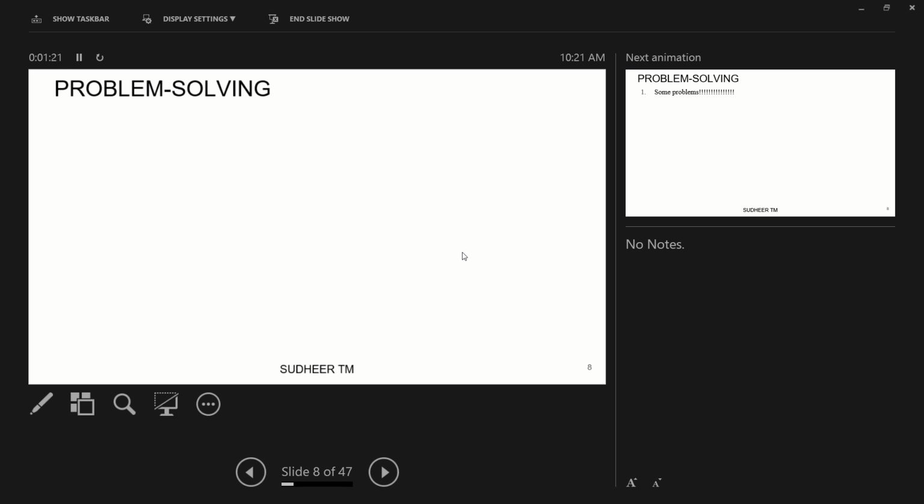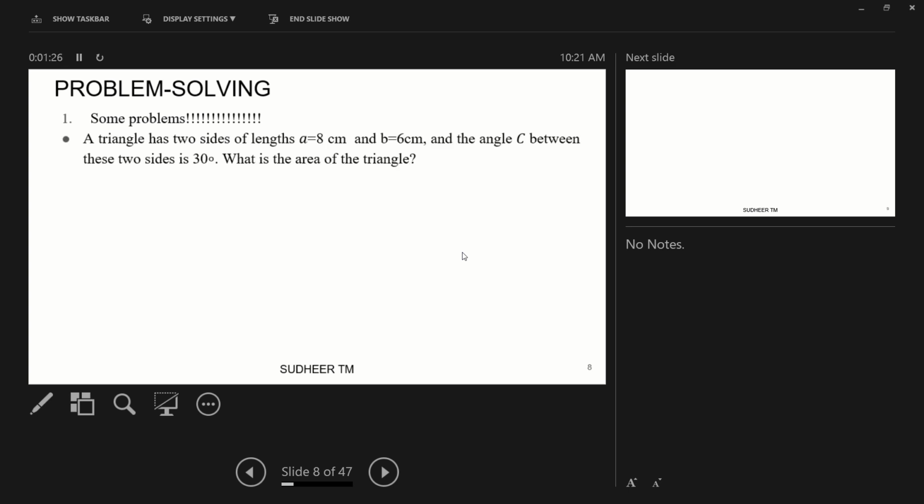Okay, so first, even though we discussed it yesterday, it is about the well structured, well figured, well explained problem that you get in your school days. A simple problem is a triangle with two sides, A equal to 8 centimeter and B equal to 6 centimeter. The angle between the sides is given as 30 degree, and the instruction is to find the area.